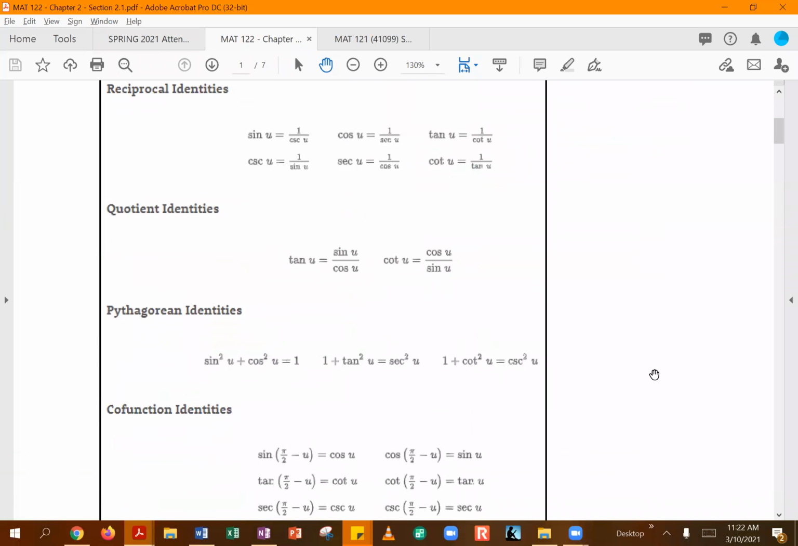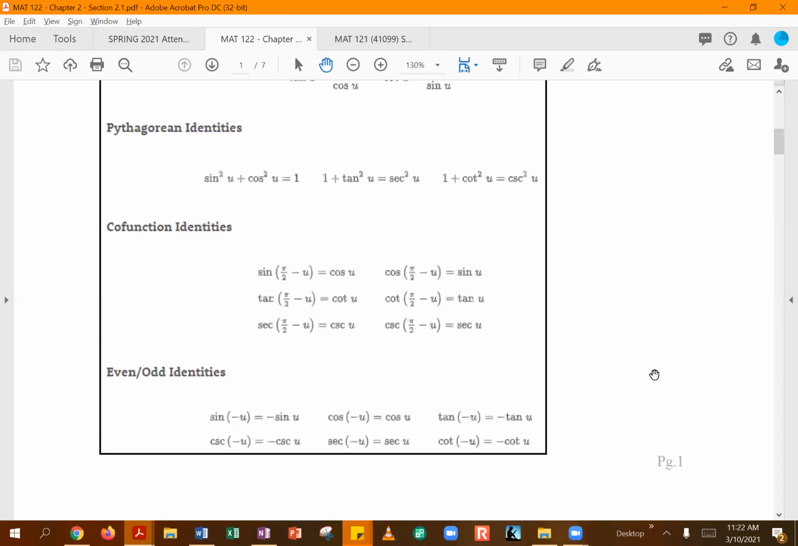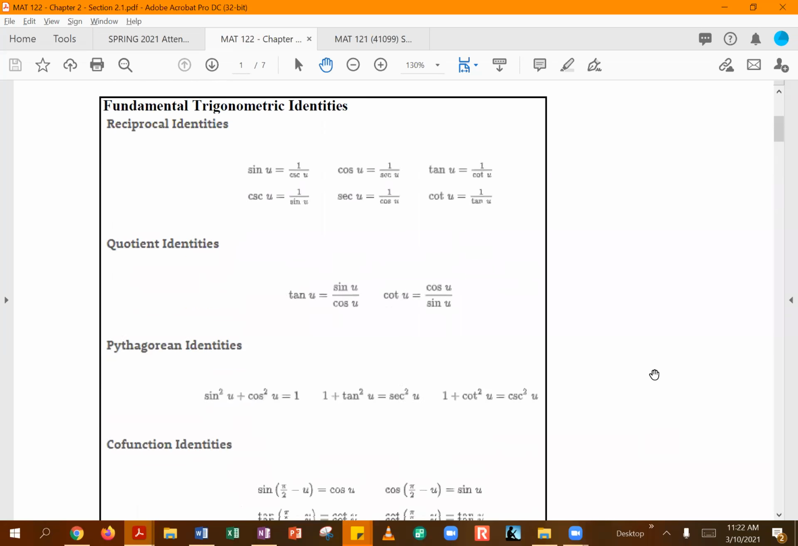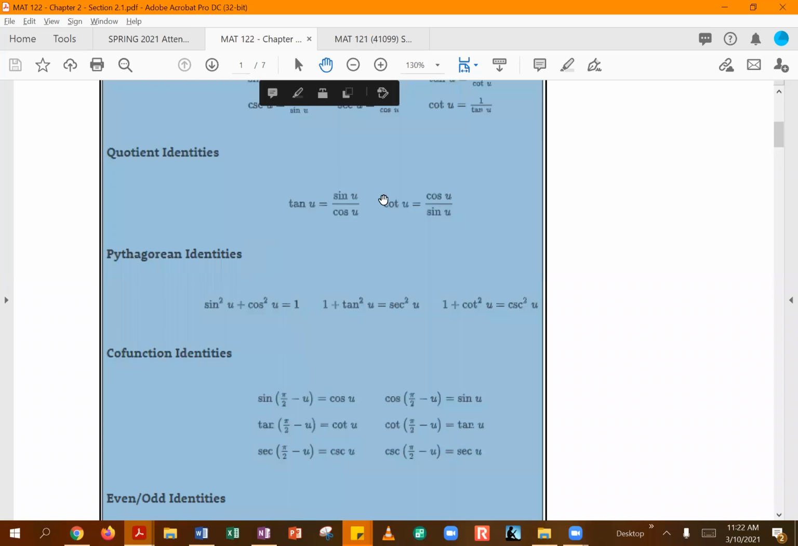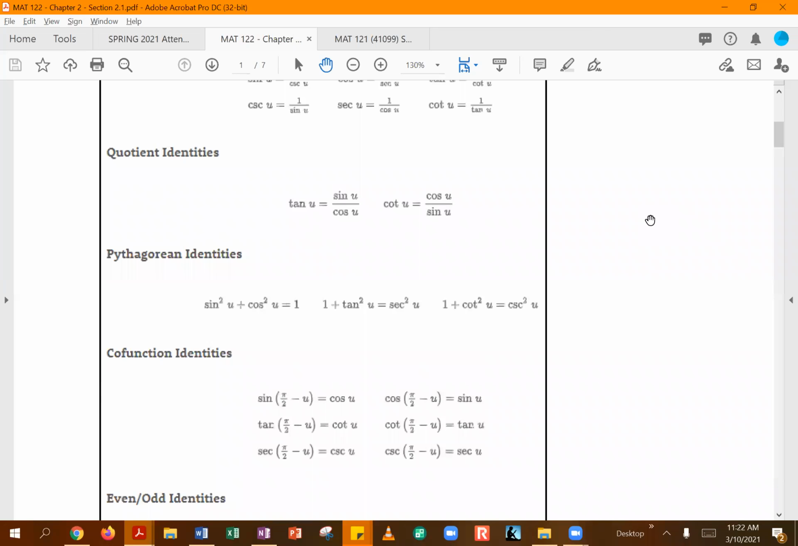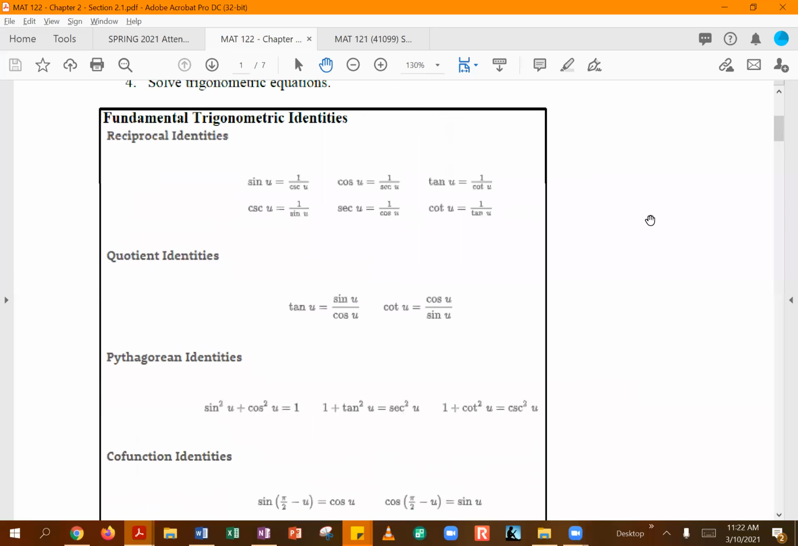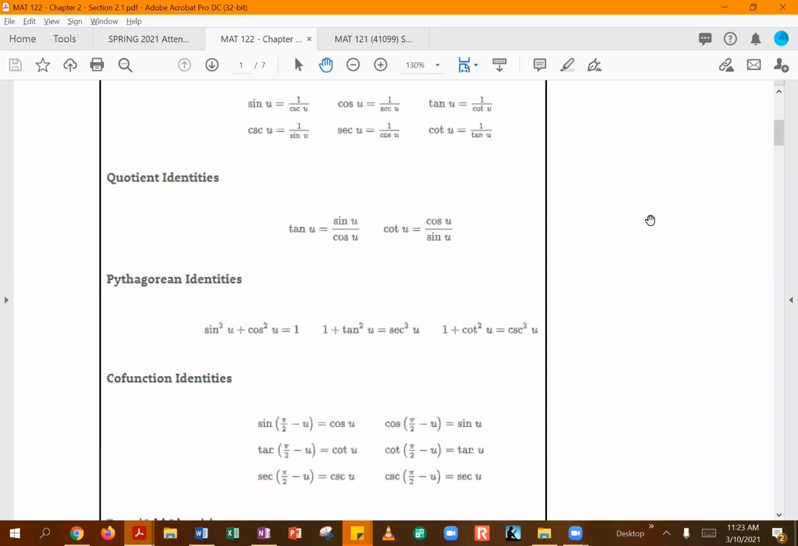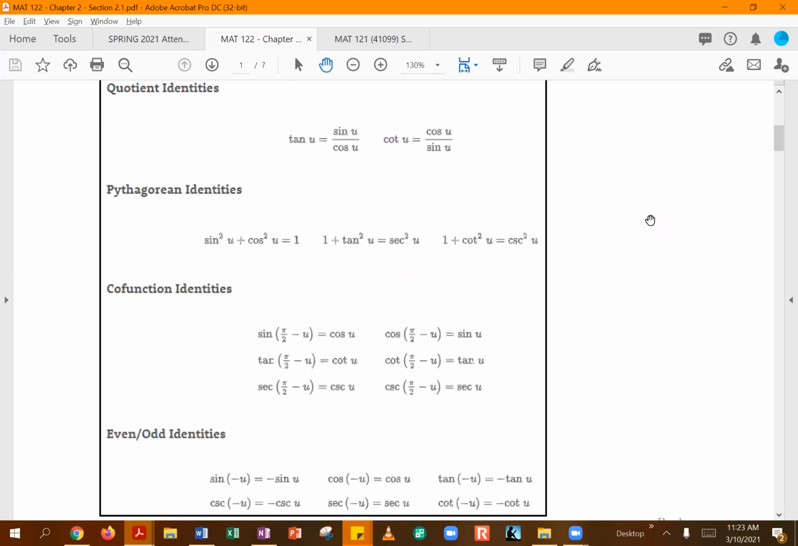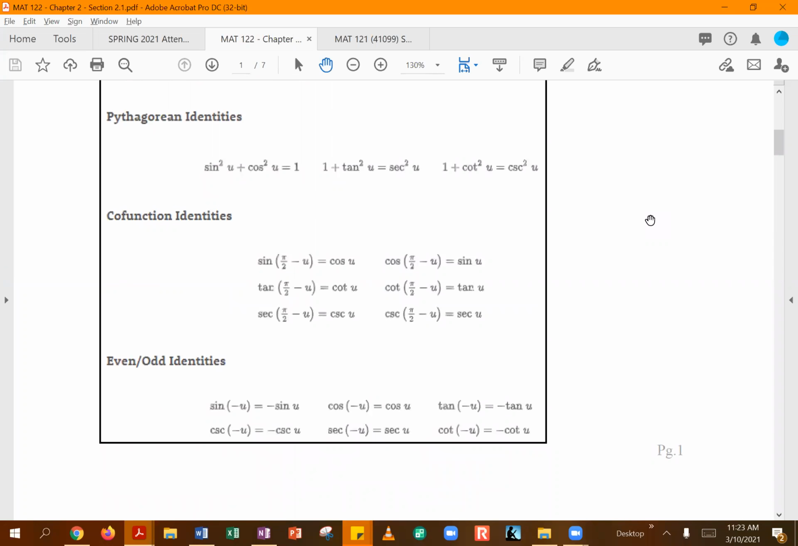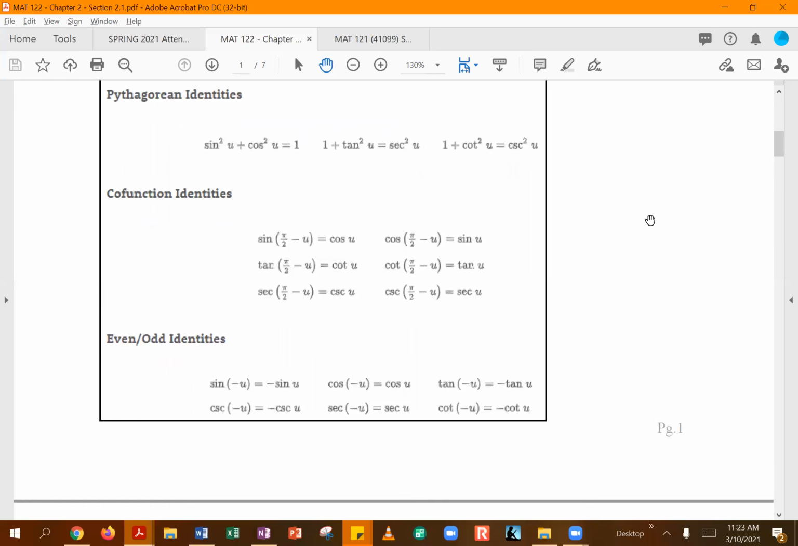So this little chart over here is probably something you want to keep handy. I think you should be able to save this image or something on your desktop, or you can get it out of your textbook also. But these are all the different identities. Of course, we have the reciprocal identities, the quotient identities for your tangent, cotangent function. Remember, we had also talked about how we have these Pythagorean identities in chapter 1 also. So we're actually bringing them over here.